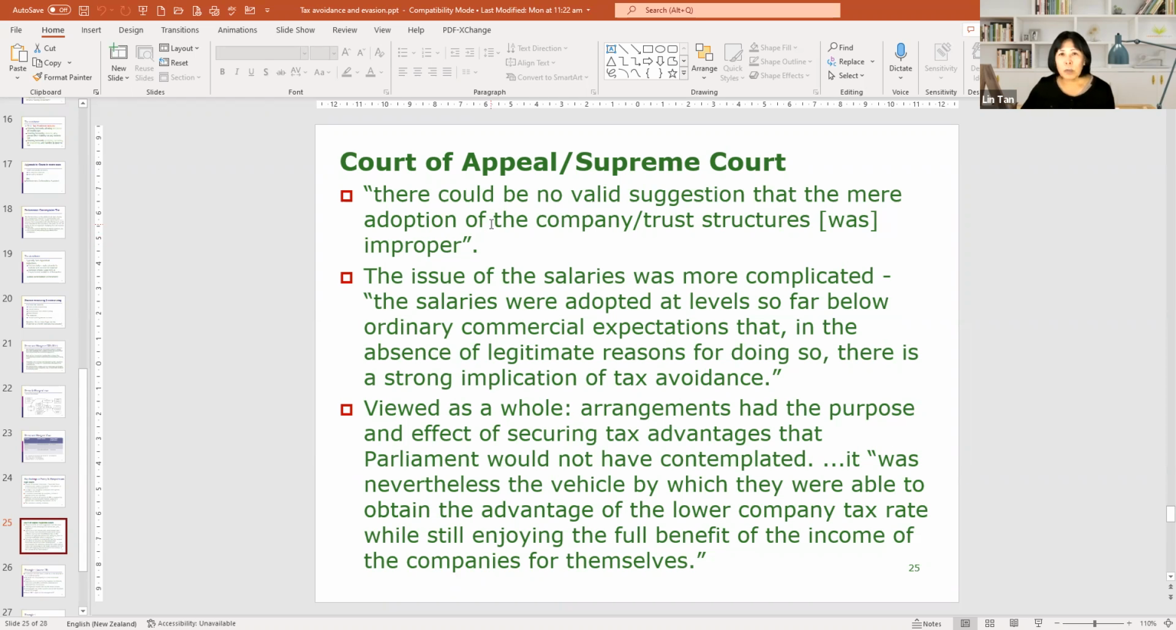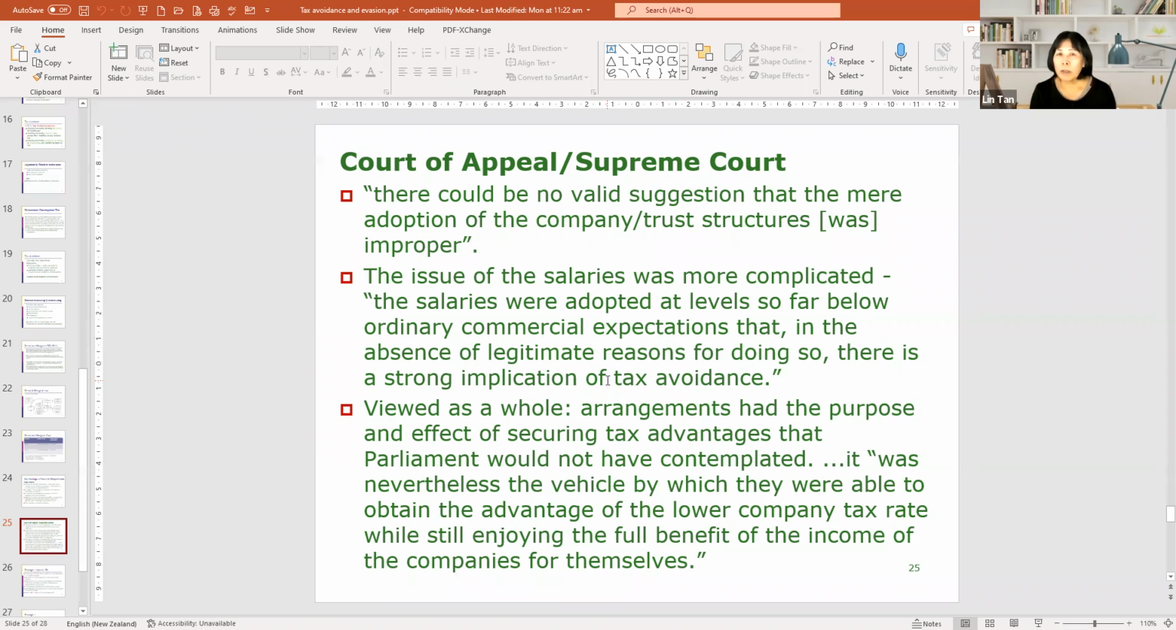It actually agrees with the High Court in terms of choice of business structure. They say, well, taxpayers are allowed to choose whatever structure is suitable for them, right? They are agreeable on that. What they were not agreeable on was the salaries. They said the salary was far too low, below the ordinary commercial expectation, and there's no valid reason for paying such a low salary. And according to these judges, therefore, it tends to show that this is a tax avoidance arrangement.